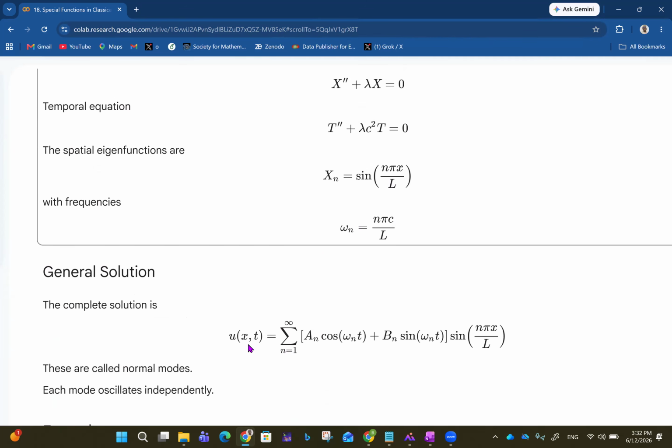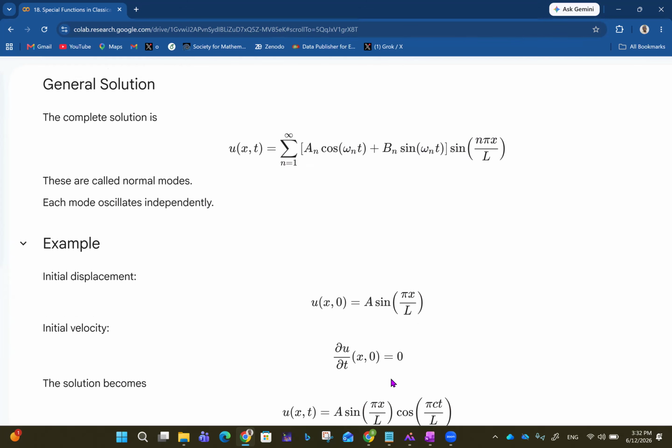So the complete solution is u(x,t) = Σ from n=1 to infinity of (a_n cos ω_n t + b_n sin ω_n t) sin(nπx/L). So at the end of the day, this is the time part containing time t, and this is the spatial part containing x. So these are closed normal modes, and each mode oscillates independently. So you see cos, sine like that. So it's all about oscillation every step of the way.